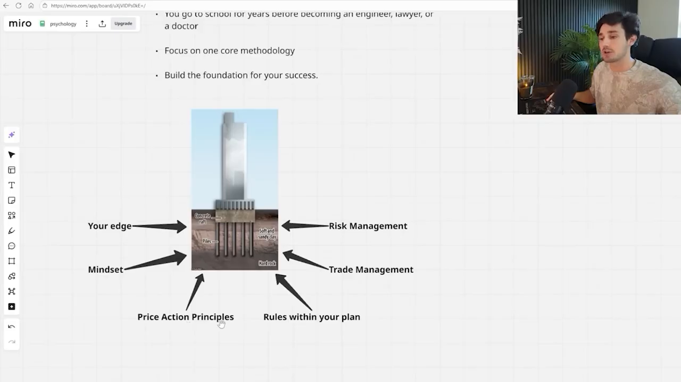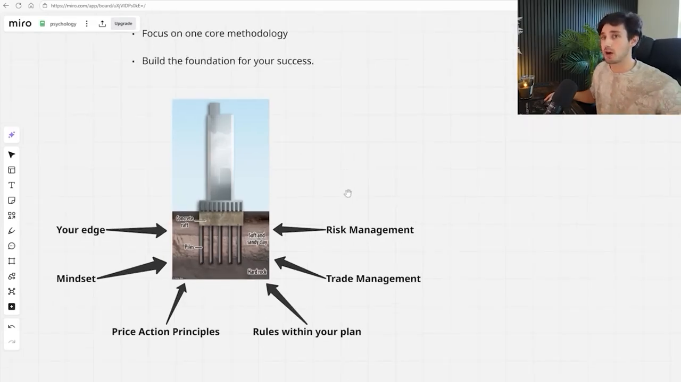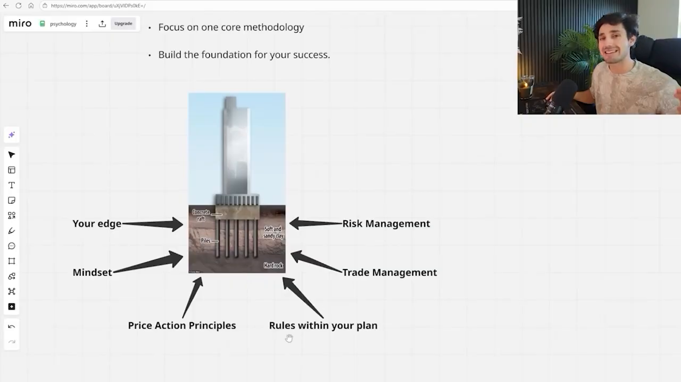Of course, price action principles. How are you reading charts? Are you using any indicators? If so, how many, right? Which price action principles are you looking for in a setup, or rules within your plan, right? I think you're only as profitable as how strict your rules are within your plan. And that's part of the reason why I'm a profitable trader today, is because I'm very disciplined with the constraints within my plan. I don't deviate from my system.